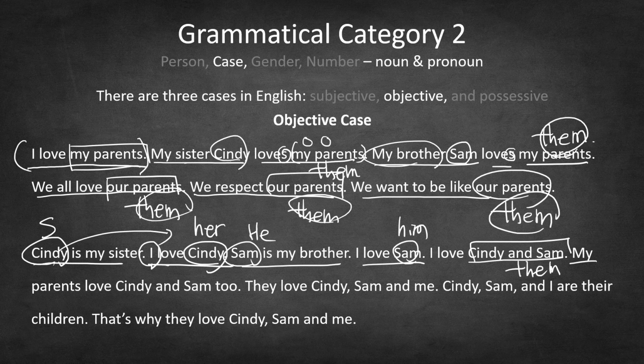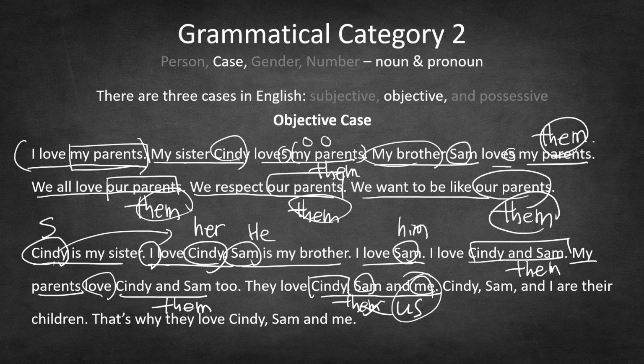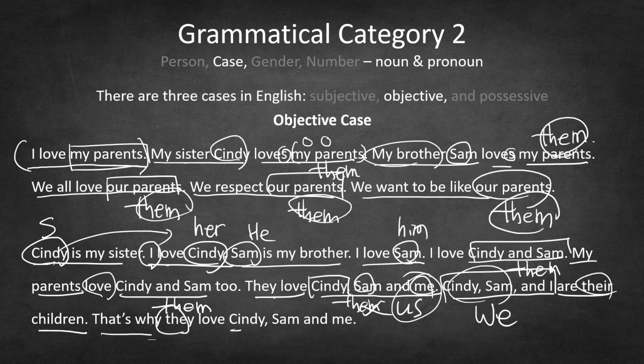Okay, my parents, it's a good subject, love Cindy and Sam. We know it is them. They love Cindy, Sam, and me. Now, Cindy and Sam, they become them, but if you have me, it becomes us because I am included. So my parents, they love us. Cindy, Sam, and I, okay, it's a good subject, but they're repeating. So we are their children. Their children. You don't have to say my parents' children. That's why they, our parents, love Cindy, Sam, and me. Okay, us again.